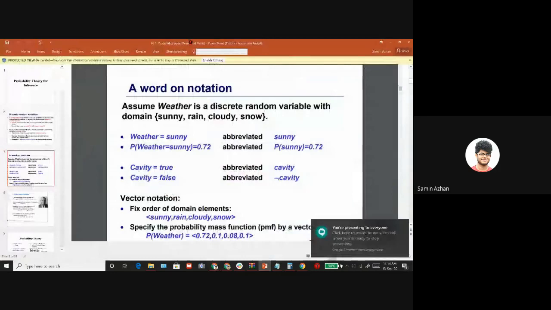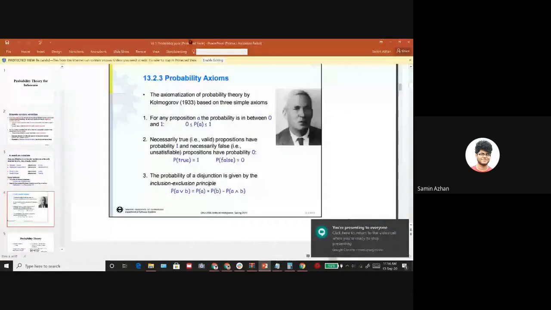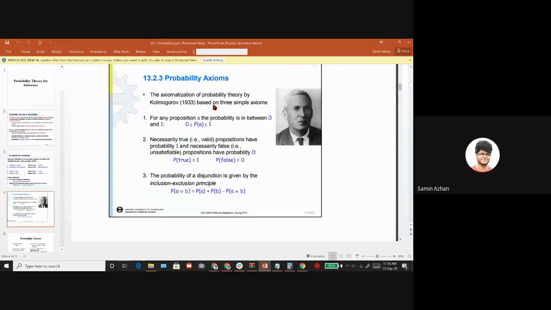All right. The next slide talks about some probability axioms. There are three axioms, which are basically theories of probability. The first one tells you that any probability should be between 0 and 1. It can be greater than or equal to 0 and less than or equal to 1. So it can be a fractional value, it can be exactly 0, or it can be 1.